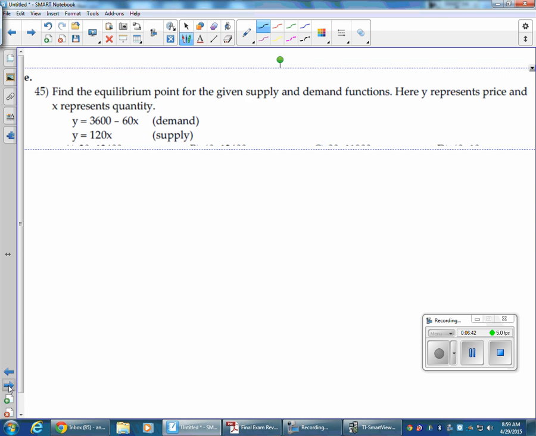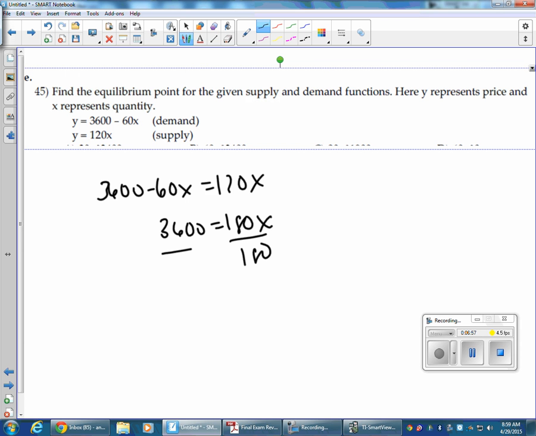Number 45 is also, these are at equilibrium points, so since they're both equal to y, you can set them equal to each other and just solve it. So add 60x to both sides. Divide by 180, 3600 divided by 180 is x would equal 20. And if x is 20, y equals 120 times x. So 120 times 20 is y equals 2400.